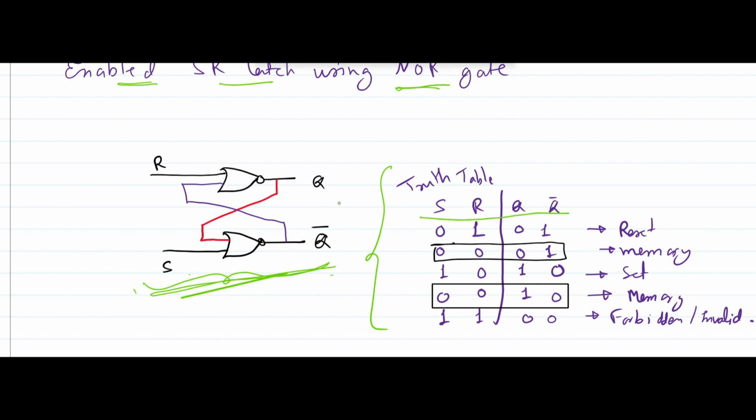Here I am using NOR gates. For a NOR gate, if any input is 1, the output will be 0. If you see here, R is connected to Q. That means R is 1, and that's why Q is 0. I have discussed the details earlier. So this is the truth table. According to this, when S is 0 and R is 1, Q will be 0 and Q bar will be 1, and likewise. Here 0 0 is the memory state and 1 1 is the forbidden state.